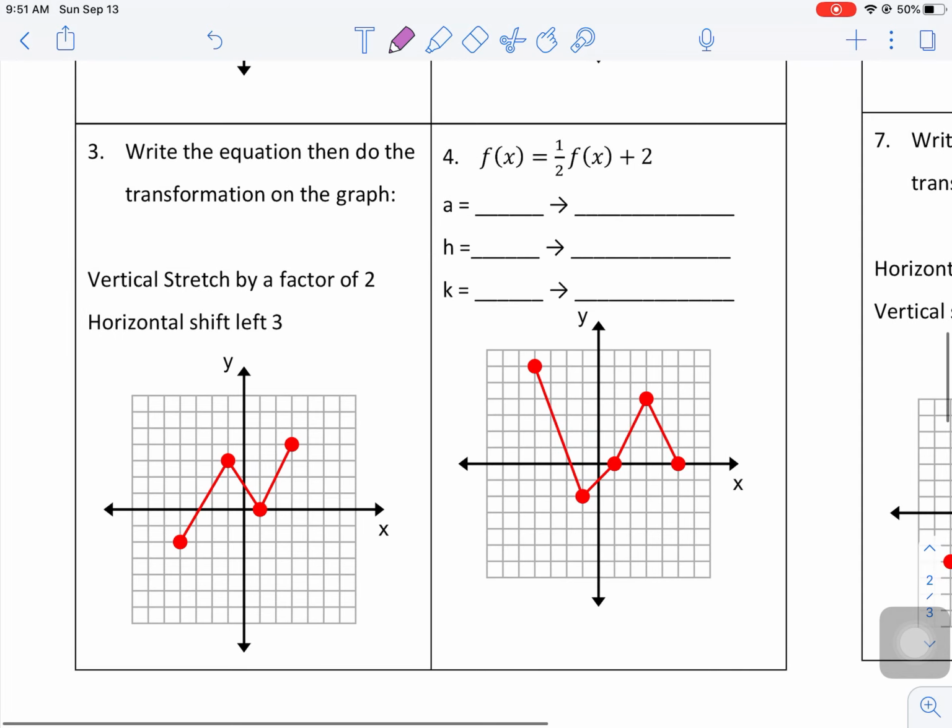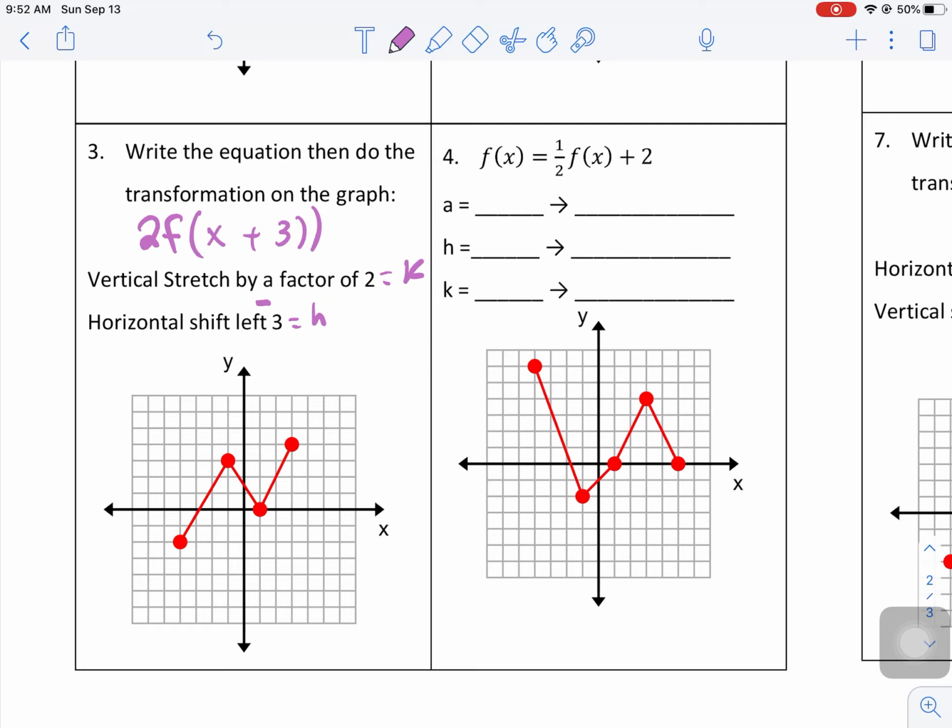Okay, so next one. This says write the equation, then do the transformations to the graph. It says a vertical stretch by a factor of 2 and a horizontal shift left 3. So this is a, h, and k, right? Shift left tells us it's -h. So when we're writing this, our transformation function is going to have a 2 in the front of it because it's a stretch by 2. And then we put our f of x. Horizontal shift left 3, so that's -h, right? And then there's no k. So if we simplify this, it would just be x plus 3 when you write that.